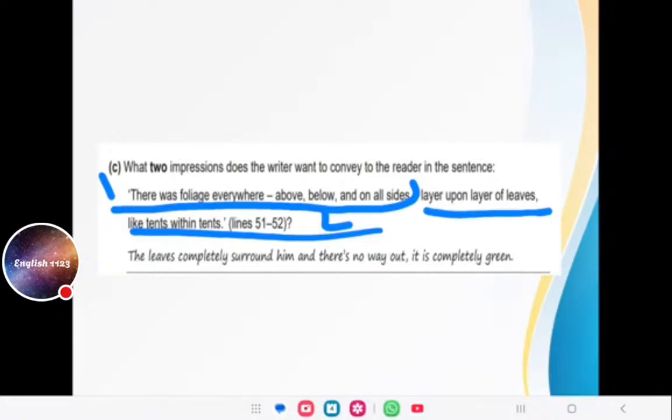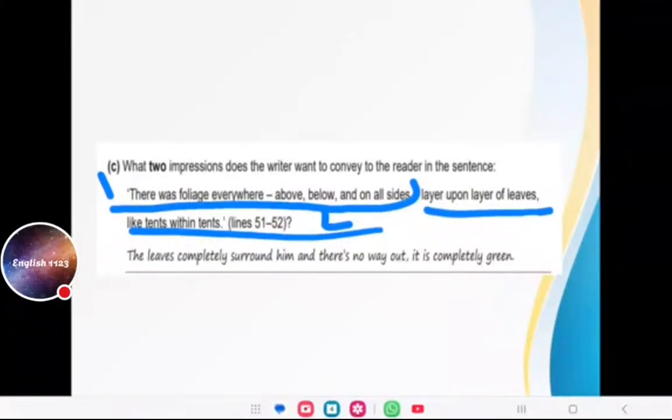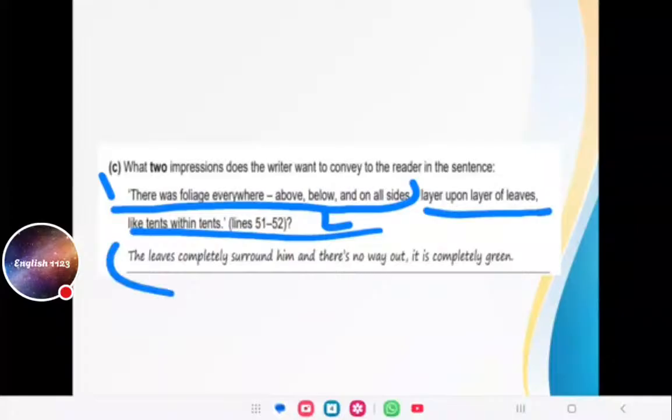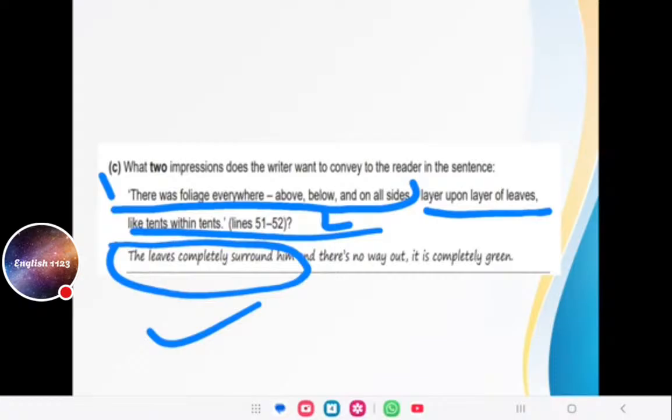What does that mean? What is the impression that the writer is trying to create from this line? The candidate has written: the leaves completely surround him. That is the first impression, and you will get 1 mark for this. Leaves basically is greenness, foliage. So he had leaves on all sides and he was surrounded by leaves. This conveys the meaning that he was inside the tree and leaves were all around him.